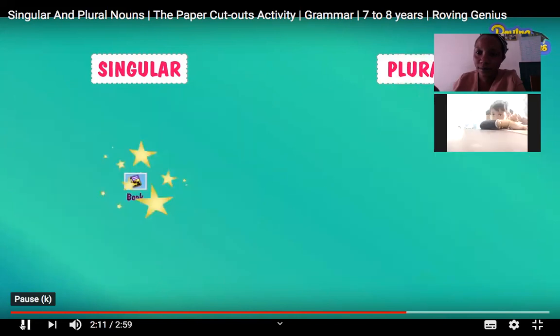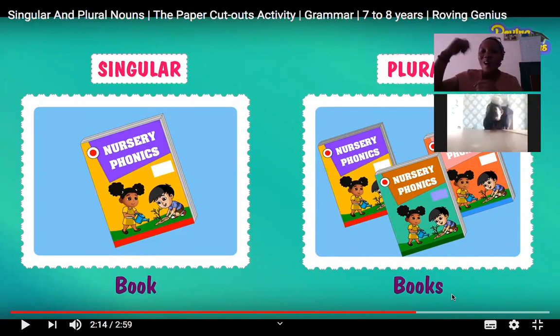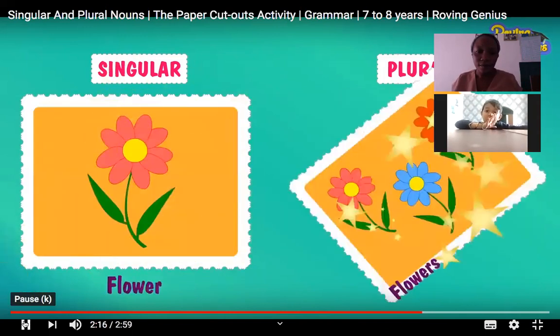Boats. Book. Books. So here there is one book and there are 3 what? It's S. You add S and it becomes what? Plural. Good. Clap for yourself. When you add S, it becomes plural. Good boy. So 1 book, 3 books. It becomes plural.